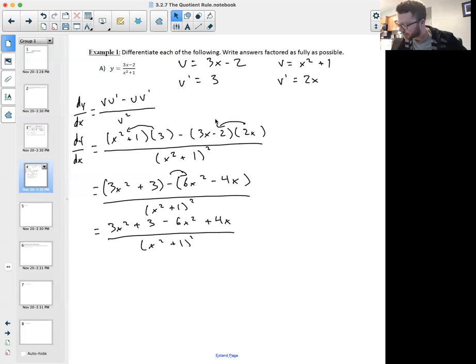And we can clean this up a little bit. We have a negative 6x squared and a positive 3x squared. So this will equal negative 3x squared plus 4x plus 3, divided by x squared plus 1 squared.